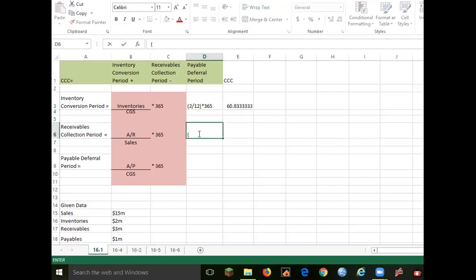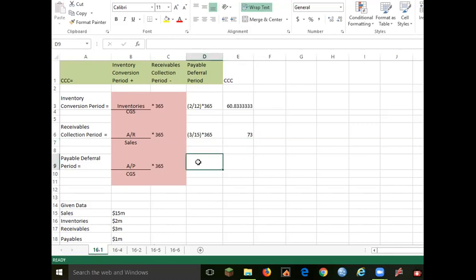Receivable formula is accounts receivable divided by sales. So we have 3 million account receivables divided by sales. Sales is 15 million. And then we will have to convert it into days, that is 365. So by calculating, we get 73 days.